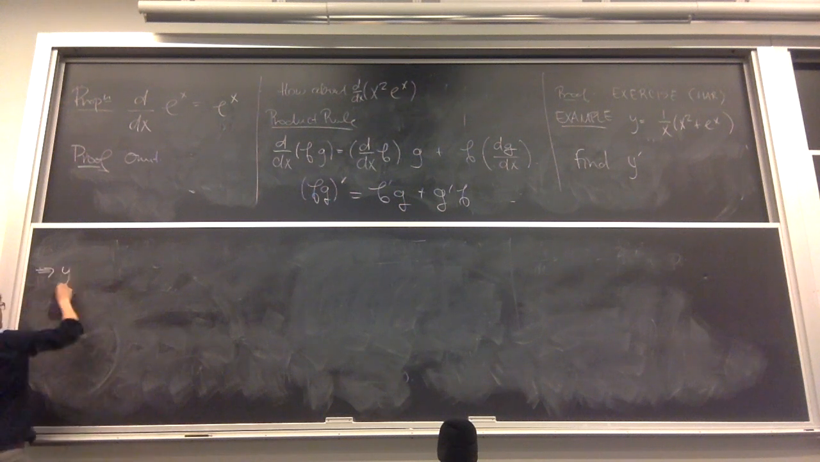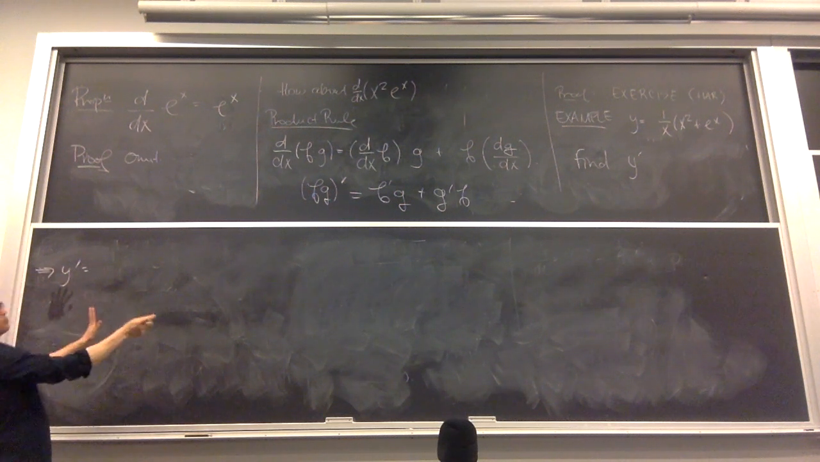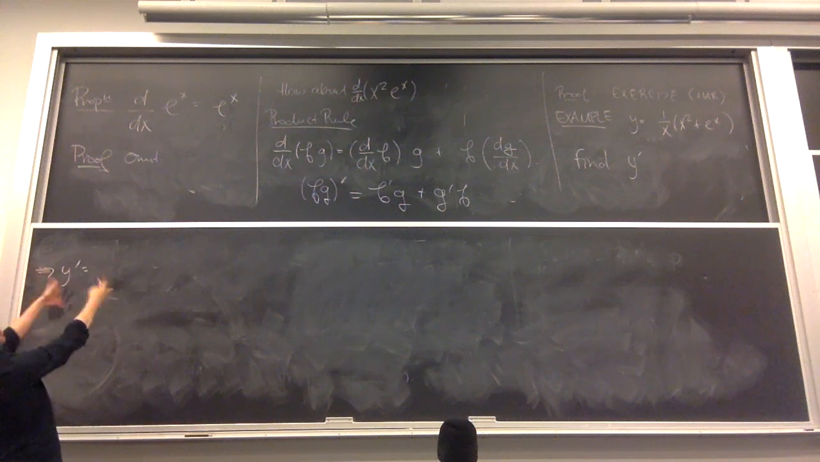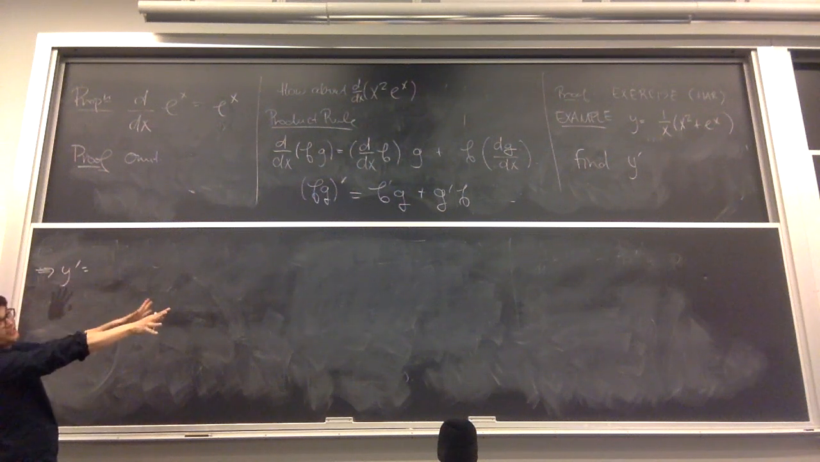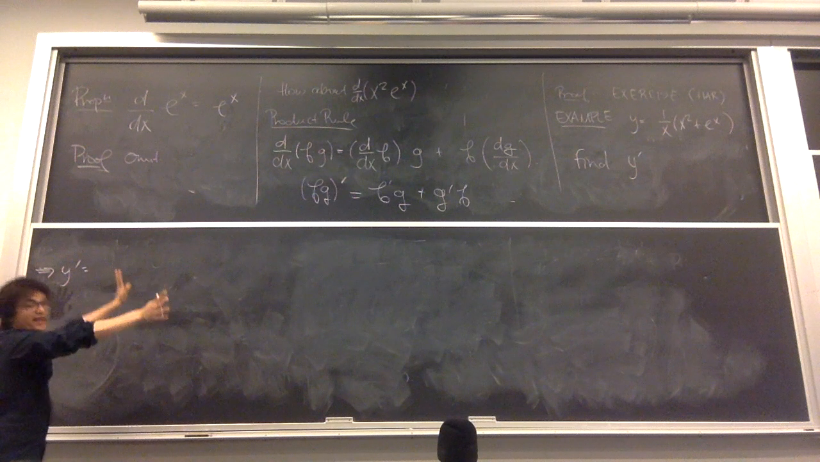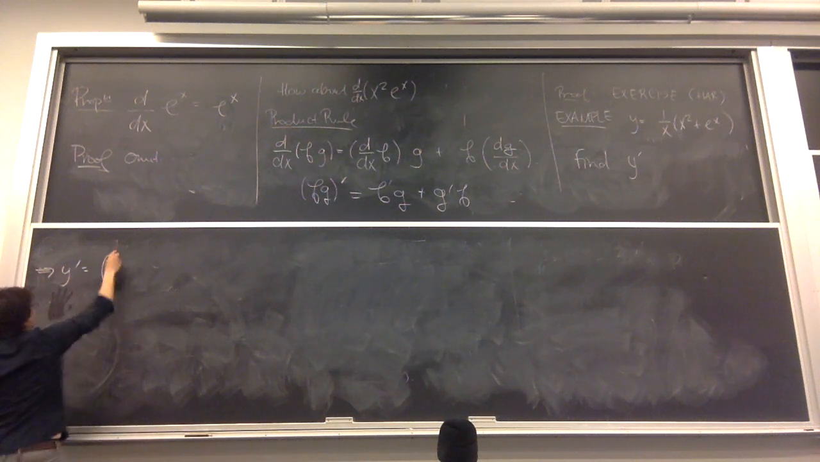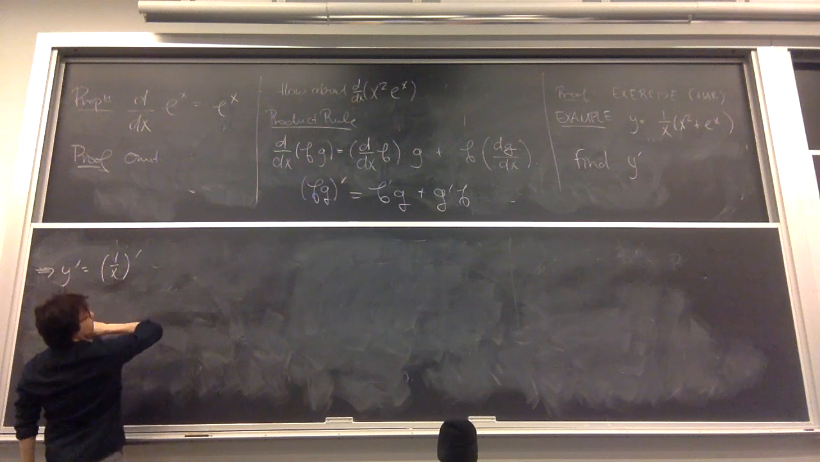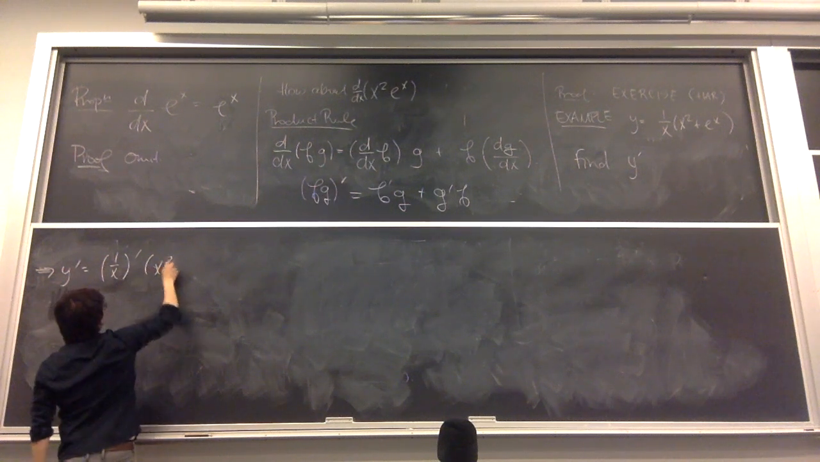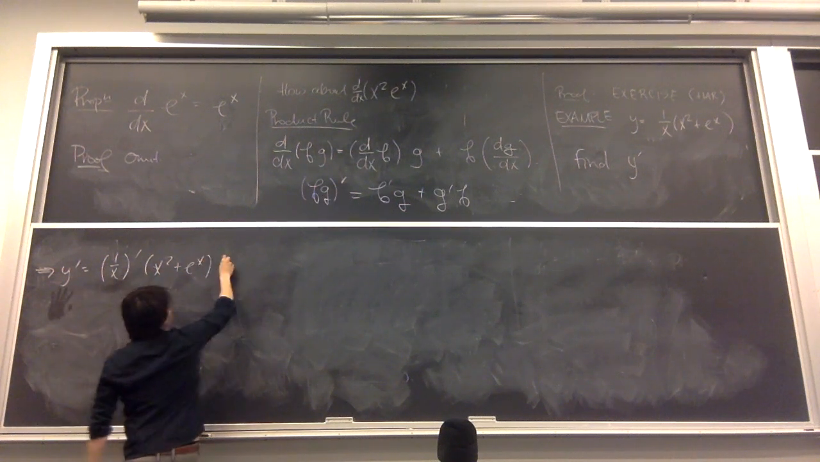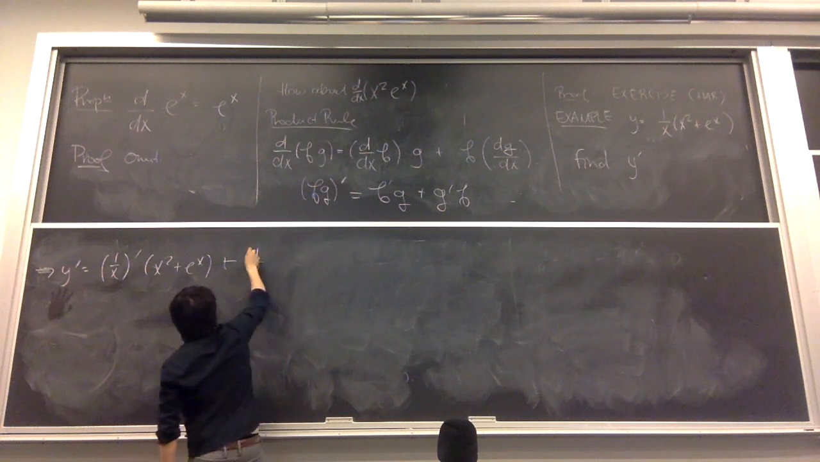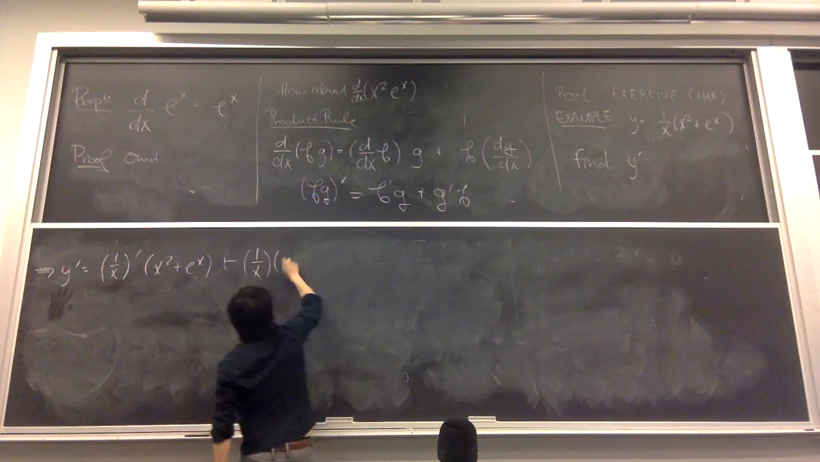So this means that y prime is equal to, and we just apply the product rule. So we have two pieces here, right? The 1 over x and the x squared plus e to the x. There's a multiple. You could have expanded it too, but I think that makes it a little bit harder. Okay, so y prime is what? It's the derivative of the first thing times the second thing plus the first thing times the derivative of the second thing.